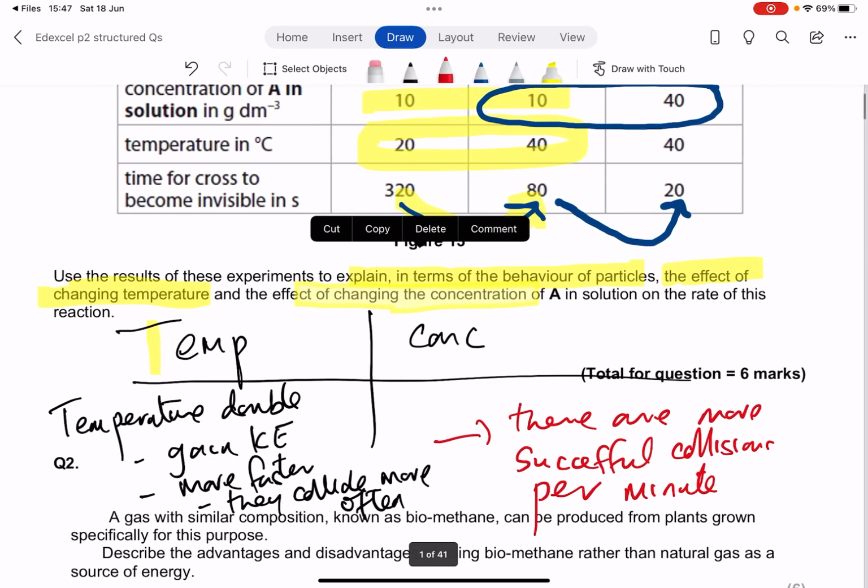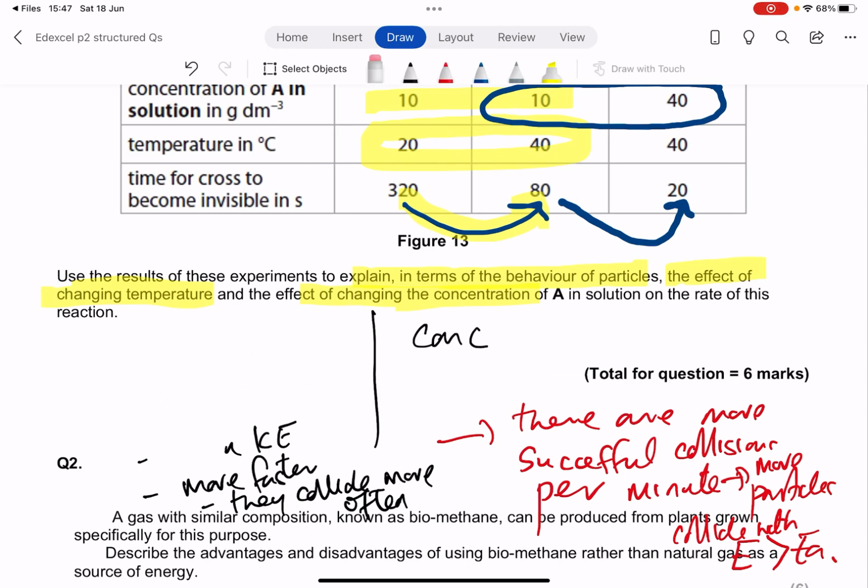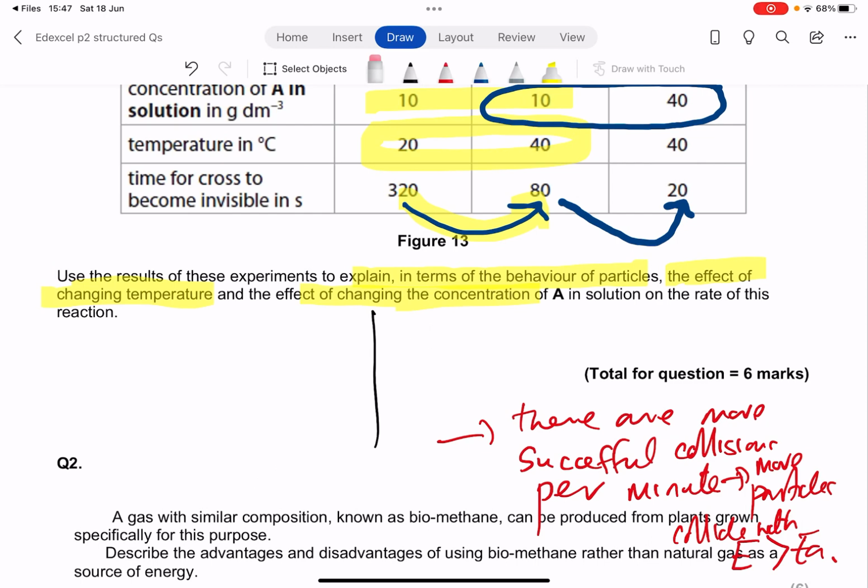And you could then say more particles collide with energy greater than activation energy. That's perfect for 2 marks, or for, let's say, level 2, 4 marks. You will not get 6 marks unless you talk about concentration also. So now I'm going to talk about concentration.